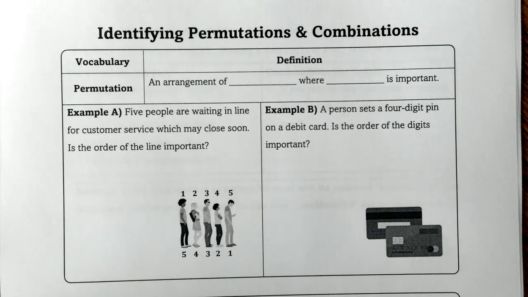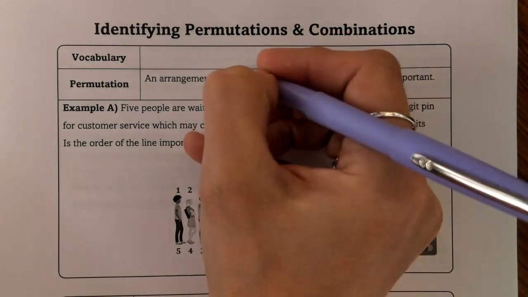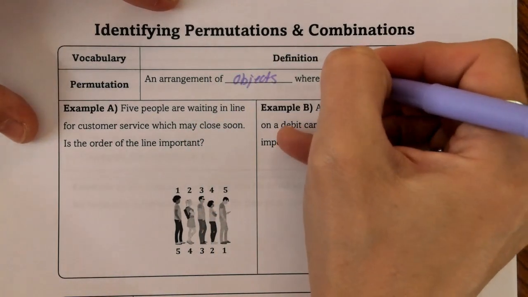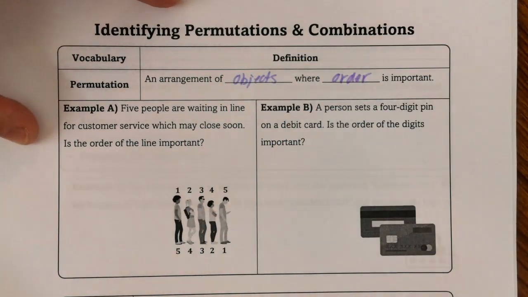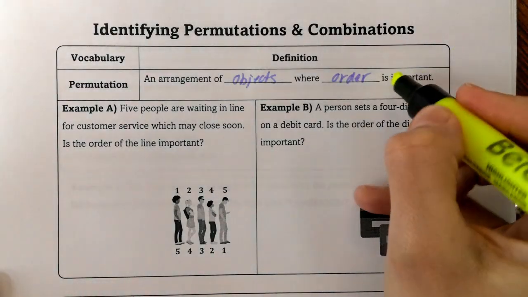This is going to be a video dealing with probability on identifying permutations and combinations. First thing we'll talk about is a permutation. This is when you're going to arrange some things, the arrangement of objects where order is important. Okay, so this is where order is important.